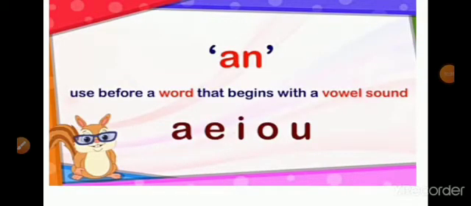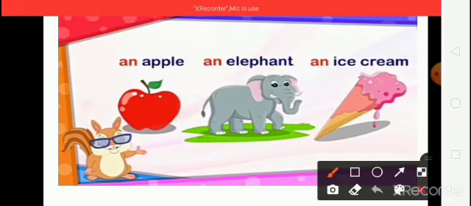An is used before a word that begins with a vowel sound. A, E, I, O, U. An apple, an elephant, an ice cream. Apple, elephant, ice cream, I. Those are vowel sounds. Before vowel sounds you add an.